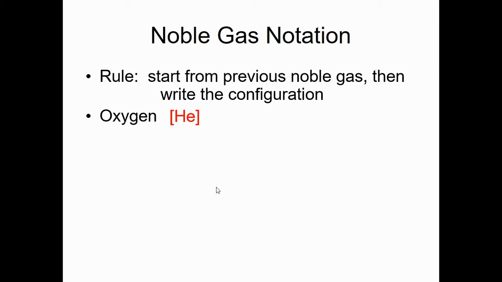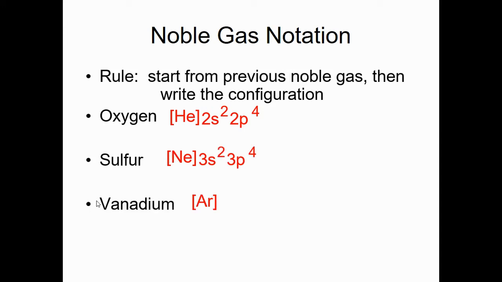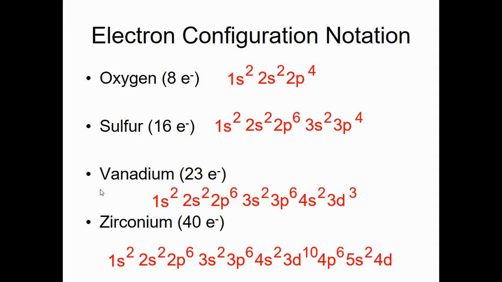Now what's left after helium? You write just the row oxygen is in. So you write 2s2, 2p4. In this case, it didn't save you a ton of writing. But if you get to something like sulfur, neon's the one before it. If you get something like vanadium, vanadium was a lot of writing. If we go back to the previous slide, look at all this we had to write for vanadium.